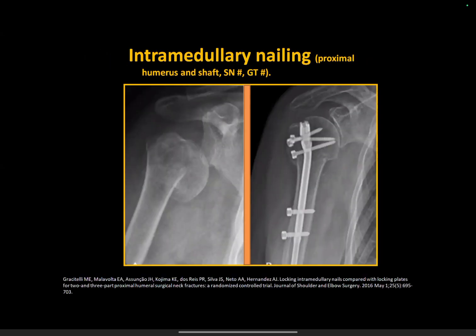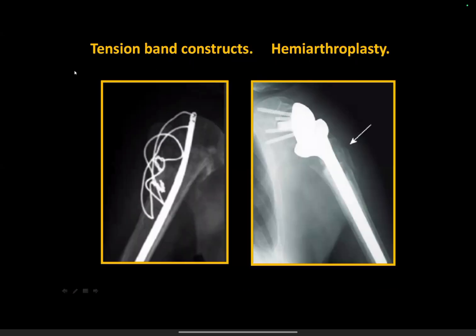Intramedullary nailing is usually done in the setting of proximal humerus and shaft fractures, surgical neck fractures, or greater tuberosity fractures. This is an example of tension band construction, and this is an example of hemiarthroplasty.